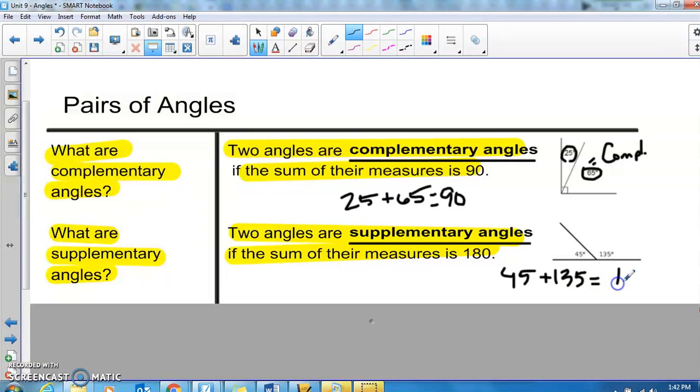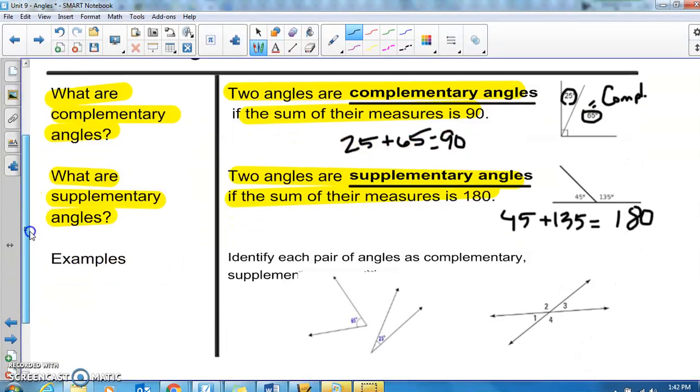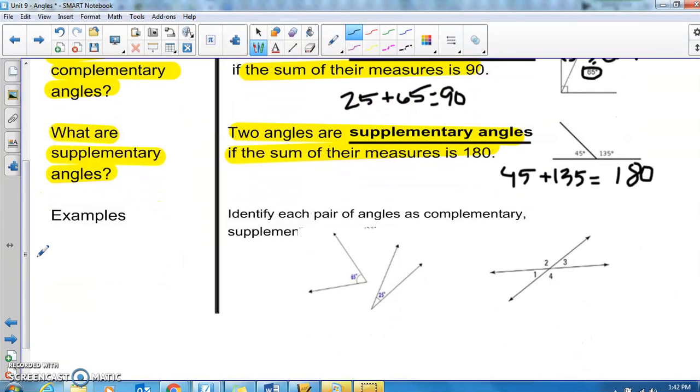So we have two types of angles now. One is complementary, which adds up to 90 degrees. One is supplementary, which adds up to 180 degrees. All right, so let's identify each pair of angles as complementary or supplementary. This one right here is 25 degrees. This one right here is 65 degrees. As you'll notice, these are the same values that I have right up here. Those add up together to give you 90 degrees. So these two would be complementary because they add up to 90 degrees.